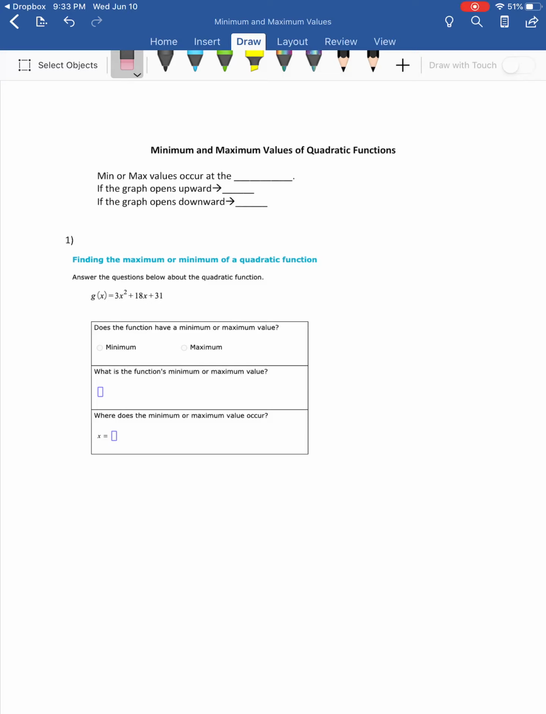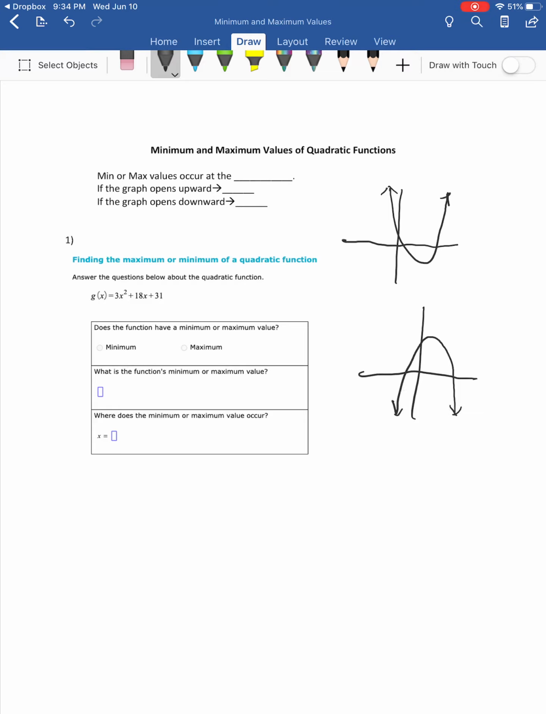Okay, so when we graph a parabola, we get something that looks like this, opening upward, or like that, opening downward, okay? And we said this point over here, as well as that point over there, is called the vertex, all right?